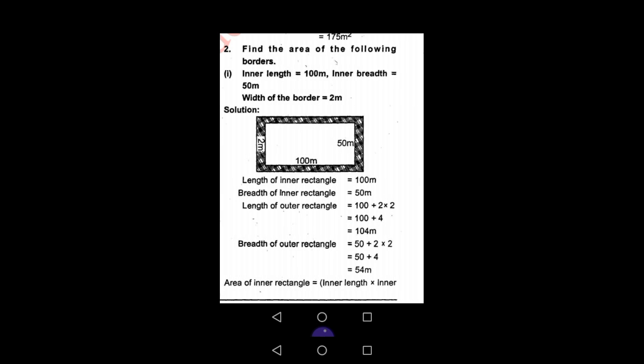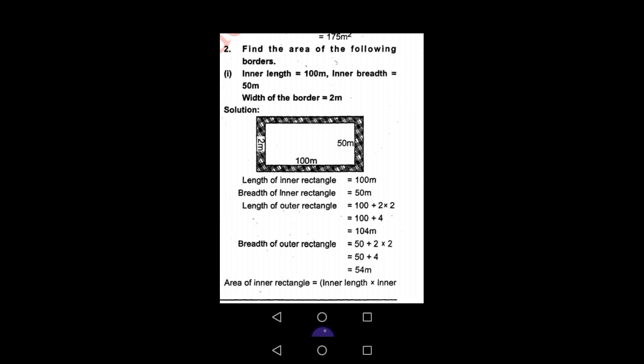Now we can solve question number 2 of the same exercise. Find the area of the following border. Inner length is 100 meter, inner breadth is 50 meter, width of the border is 2 meter. This question is same as we did in question number 1. The length of the inner rectangle is given, that is 100 meter, and breadth of the inner rectangle is 50 meter.